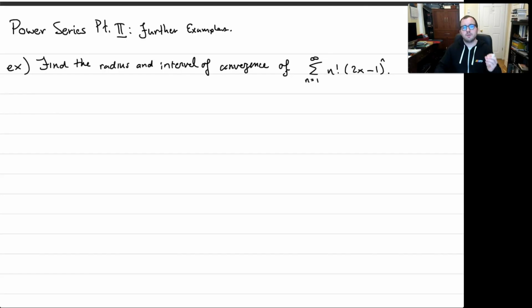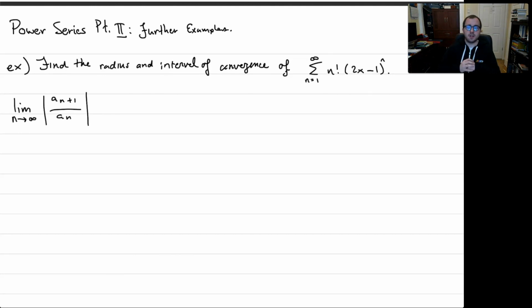Let's find the radius and interval of convergence of this series, n factorial times (2x minus 1) to the n. Knowing that this has a factorial and a power in it signals to me that it's probably a good idea to use the ratio test, which means the very first thing I'm going to do is look at this limit of absolute ratios and see what happens.